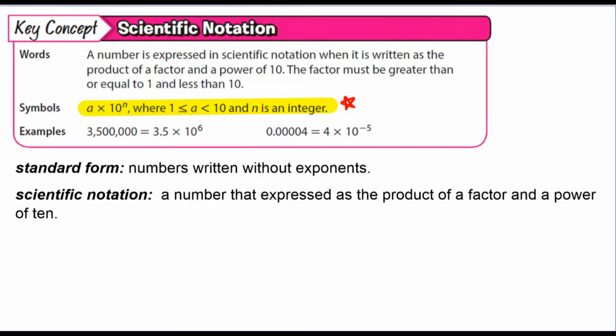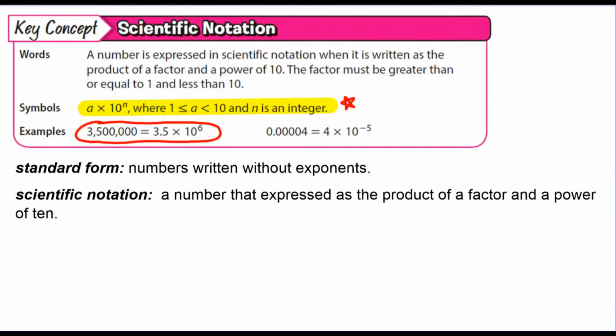If you do not write the number using exponents, that's called standard form. That's where we write the number without using exponents. And there are a couple examples right here on the screen of both standard form and scientific notation. 3,500,000 is in standard form, and then on the right-hand side, we write it as a number times a power of 10. That's equal to 3.5 times a million, or 3.5 times 10 to the sixth power. 1 million is 10 to the sixth power.